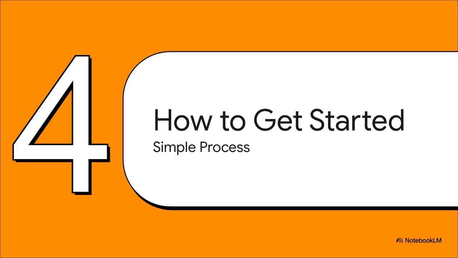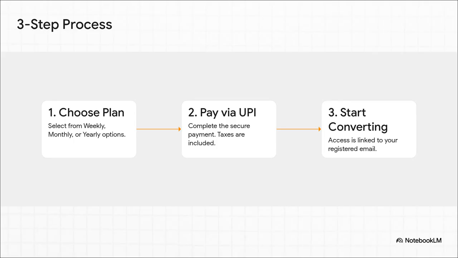So, let's say you've picked a plan that works for you. How do you get going? Well, you'll be happy to know that the sign-up process is just as simple and straightforward as the tool itself. It really is just 3 simple steps. First, pick your plan, weekly, monthly, or yearly. Second, you make a quick, secure payment using UPI. And third, well, that's it. You're done. Your access is immediately linked to your email address, and you can start converting statements right away.